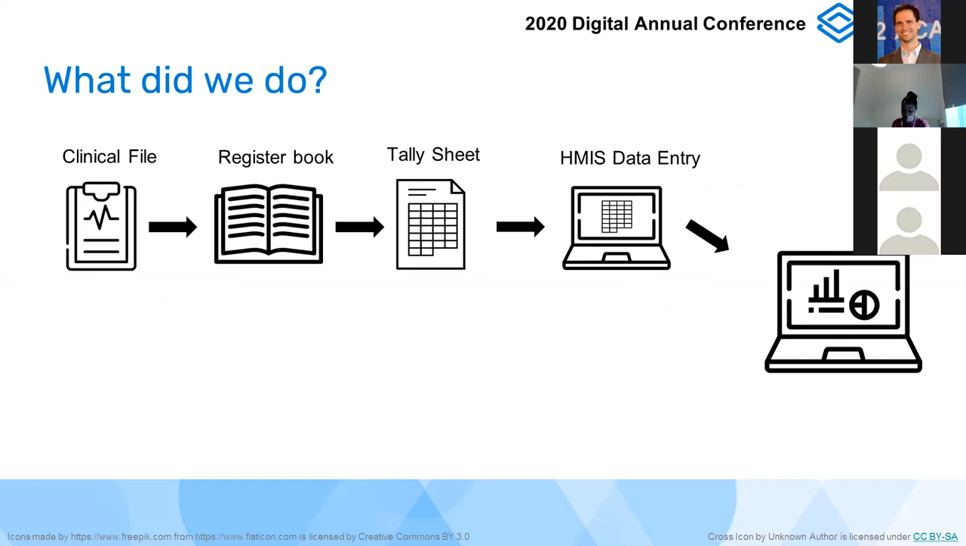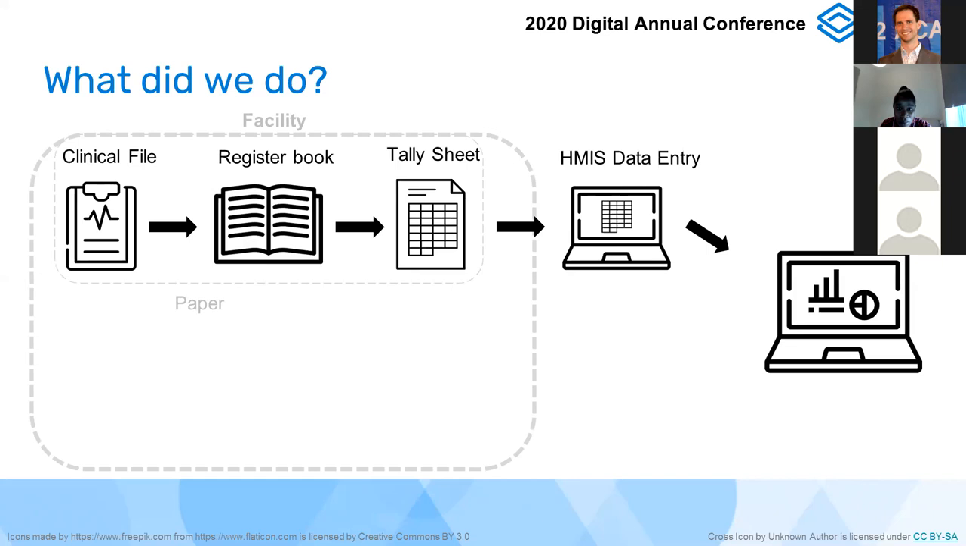So this is the normal data flow that you all know. We have the clinical files, then we enter every patient in the registry book, then we do a weekly tally of all the data, then we enter into HMIS, and then we synchronize with the server. The first three steps happen at facility level, and the last two steps at project level.